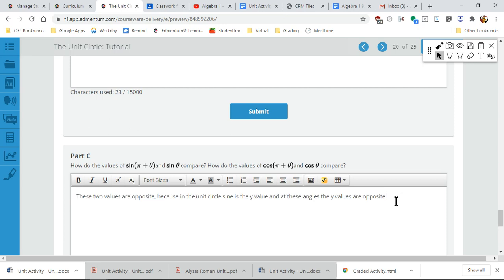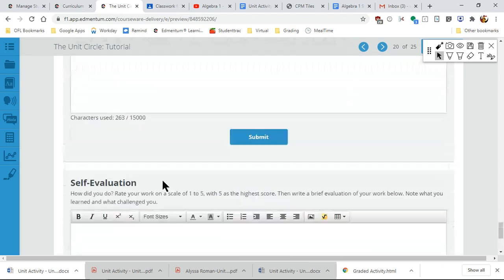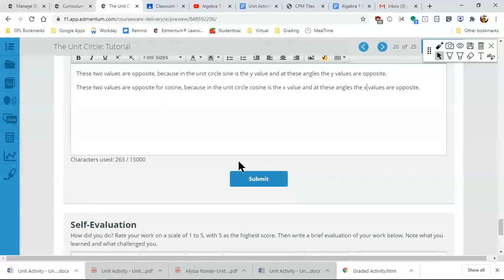And it also wants me to compare the cosine. So guess what? I'm just going to copy this. And I'm going to say the two values are opposite for cosine, because in the unit circle, cosine is the x value. And at these angles, the x values are opposite. And that's pretty much how you do these.